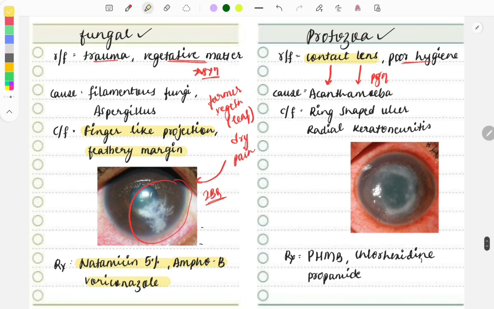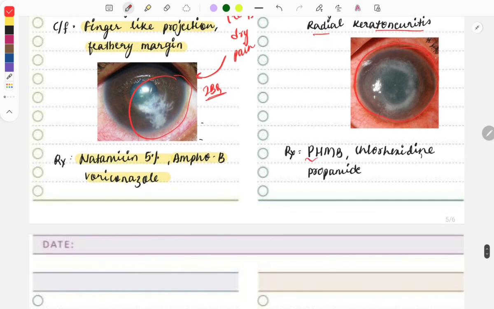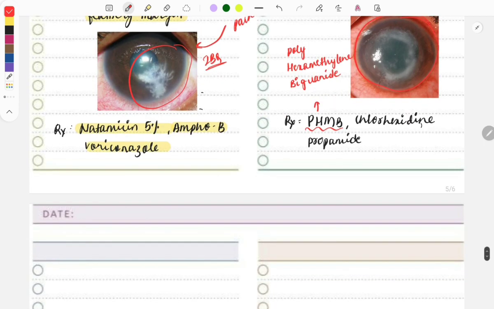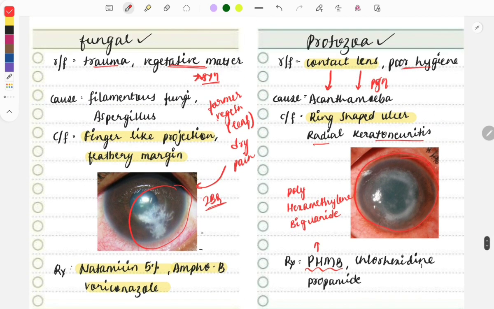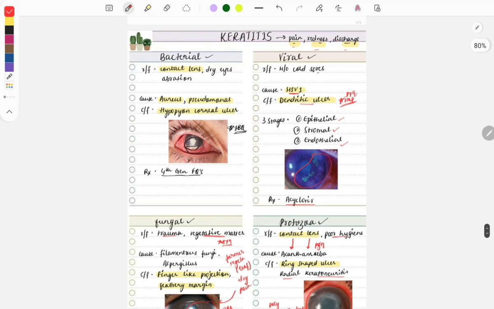The classical feature seen in this is the ring shaped ulcer, as you can see here in the image. Radial keratoneuritis can also be seen. The treatment is by using PHMB, the full form being polyhexamethylene biguanide, and along with that we can also use other drugs like chlorhexidine and propamidine. This acanthamoeba and contact lens wear is a very important and very famous question. So this was a quick review video on keratitis.